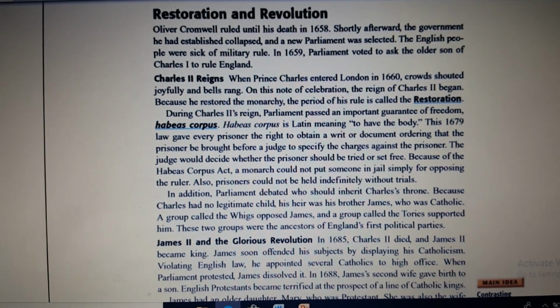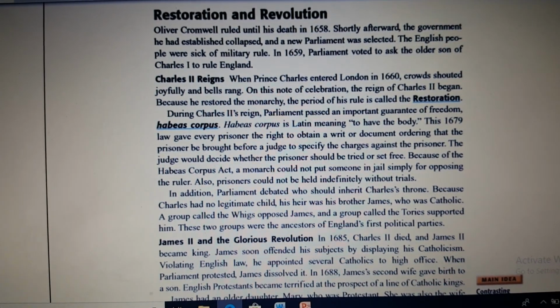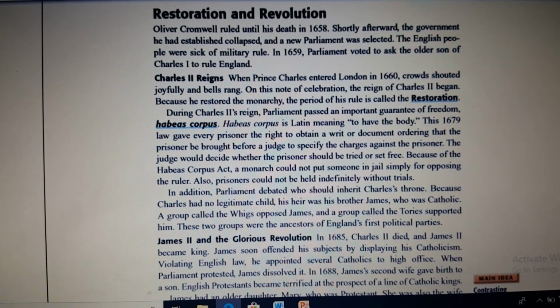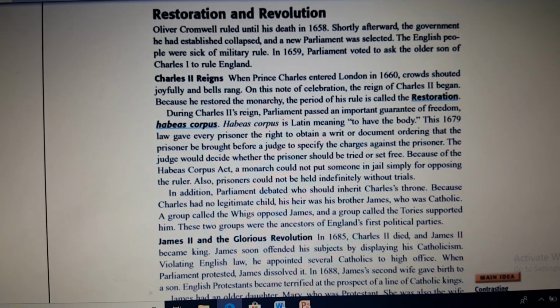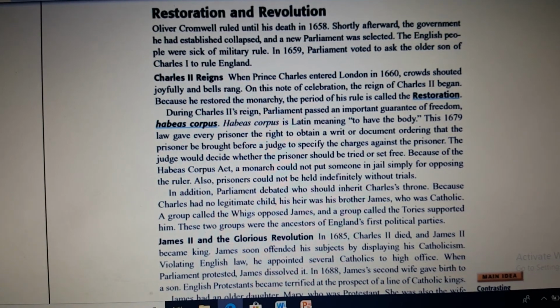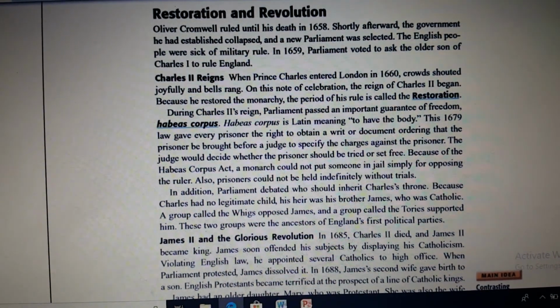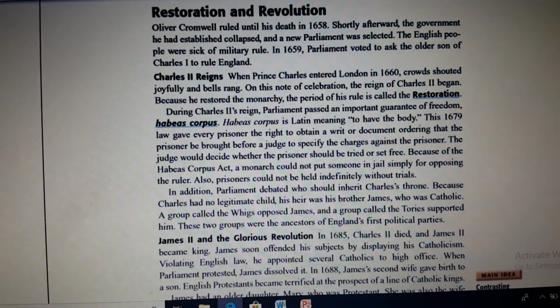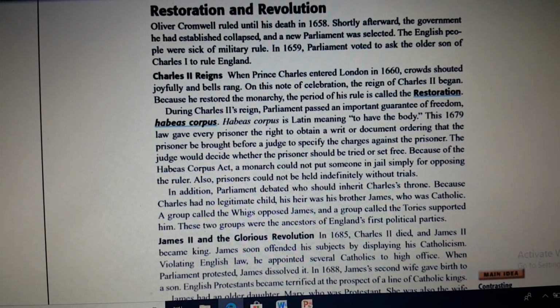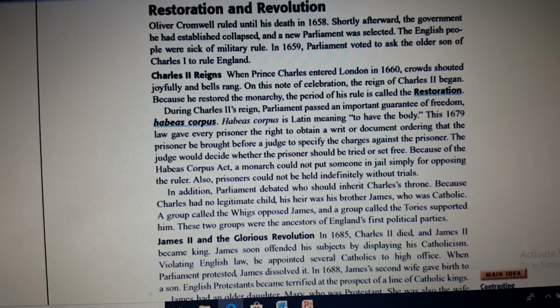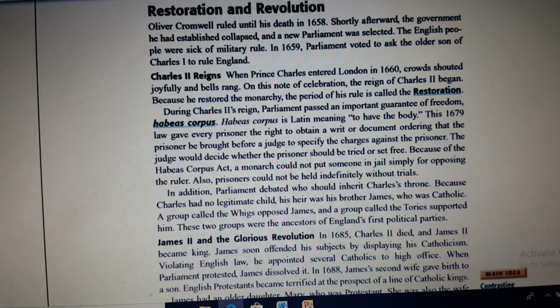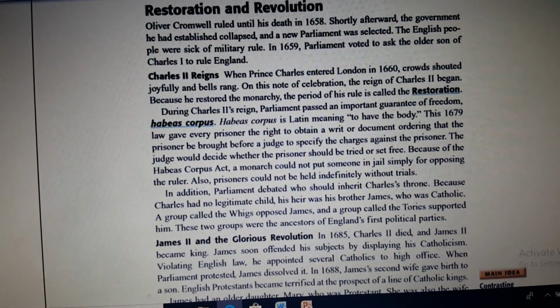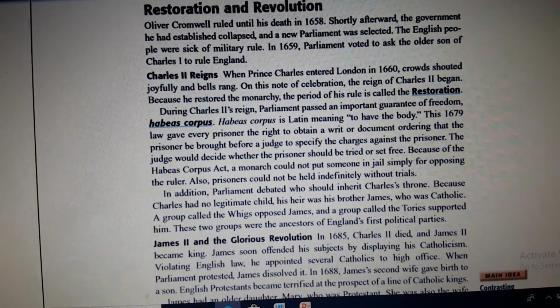Restoration and Revolution. Oliver Cromwell ruled until his death in 1658. Shortly afterward, the government he had established collapsed and a new parliament was selected. The English people were sick of military rule. In 1659, Parliament voted to ask the older son of Charles I to rule England.